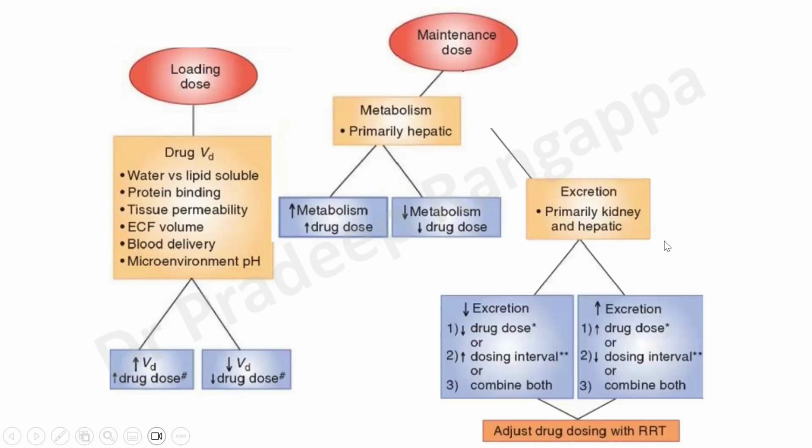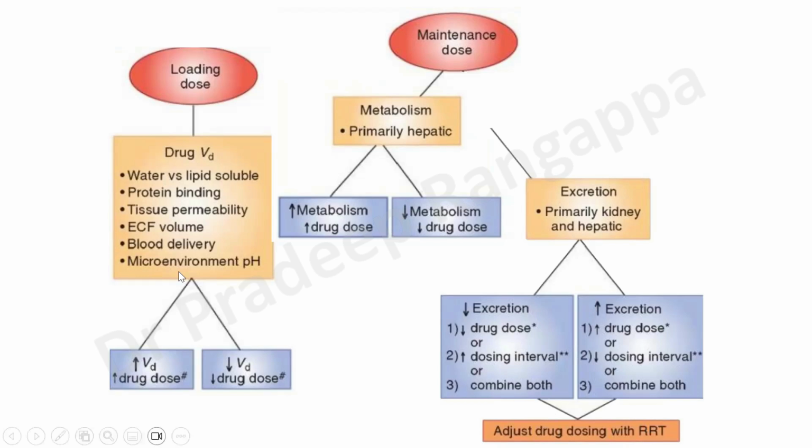When it comes to excretion, if you have an acute kidney injury with reduced excretion, you have to reduce the drug dose, increase the dosing interval, or combine both. If there is increased excretion, as in augmented renal clearance, you have to increase the drug dose and reduce the dosing interval, or combine both. So this is how you can approach it.